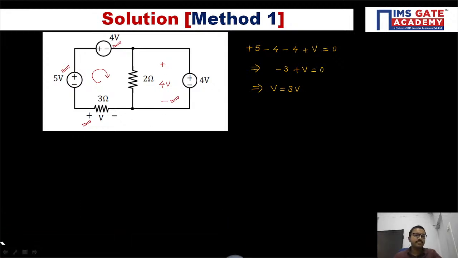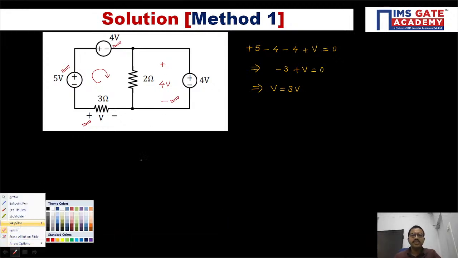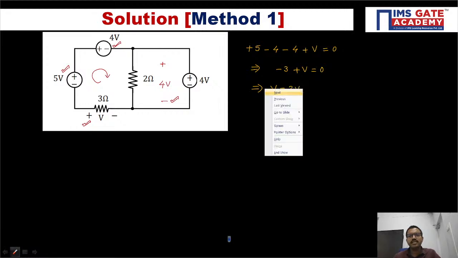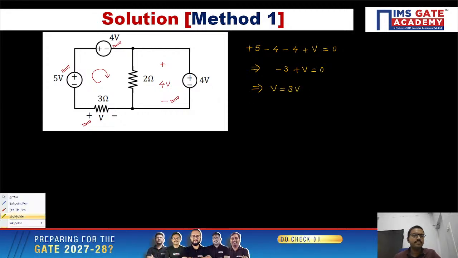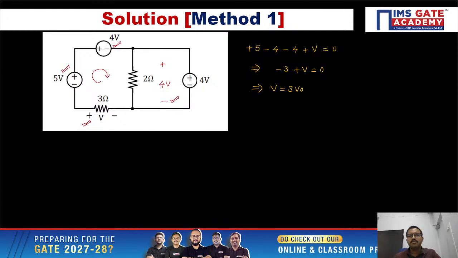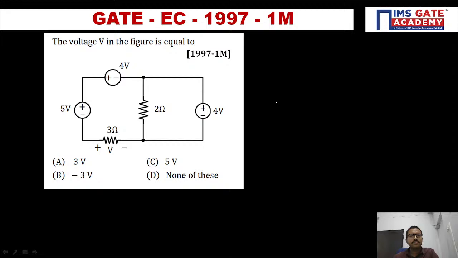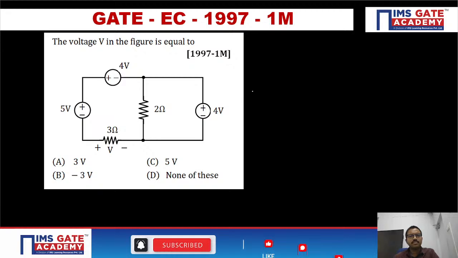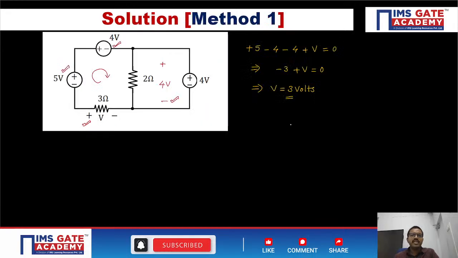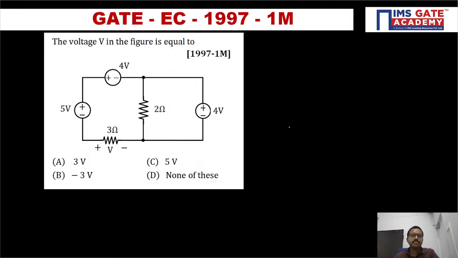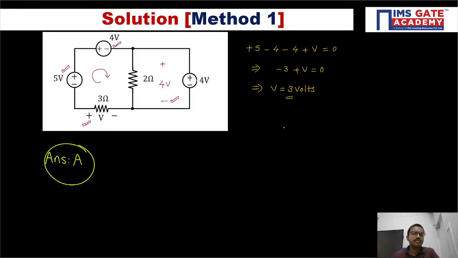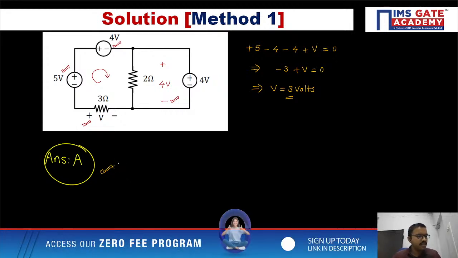Okay, right. So here V equal to 3 volts. If you write like that, then there won't be any problem. V equal to 3 volts. That means the voltage across the 3 ohm resistor is 3, right? So that is there in option A. Option A is the correct answer.